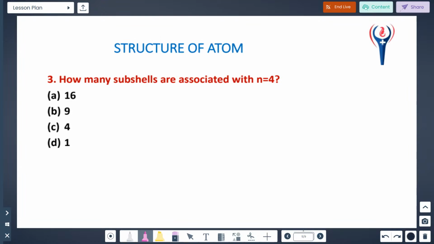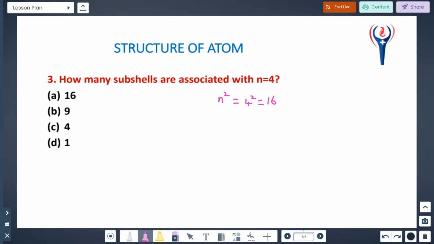How many subshells are associated with n equal to 4? Simply, we have one formula. The formula will be n squared. Simply you can say n squared, so 4 squared, which means 16. Understood? Right, 16. That is one formula method.